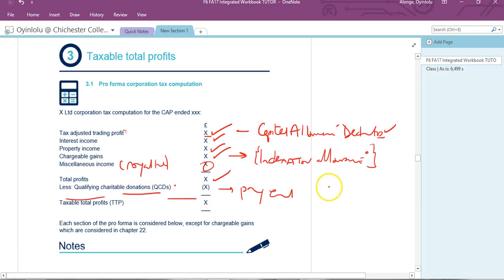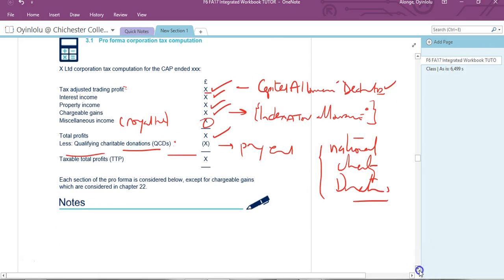But we do not allow national charity donations. So local donations, yes, but national charity. Okay, great. Let's carry on.